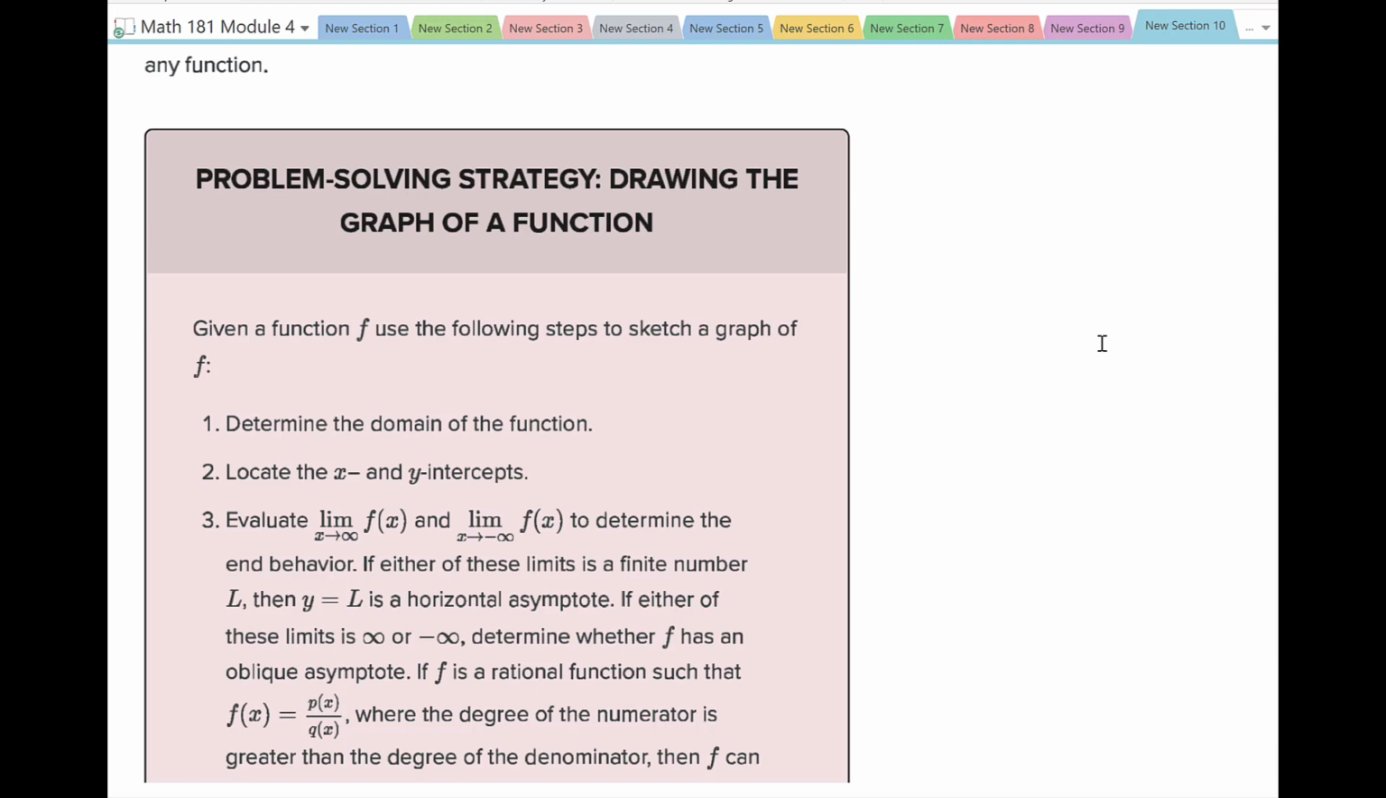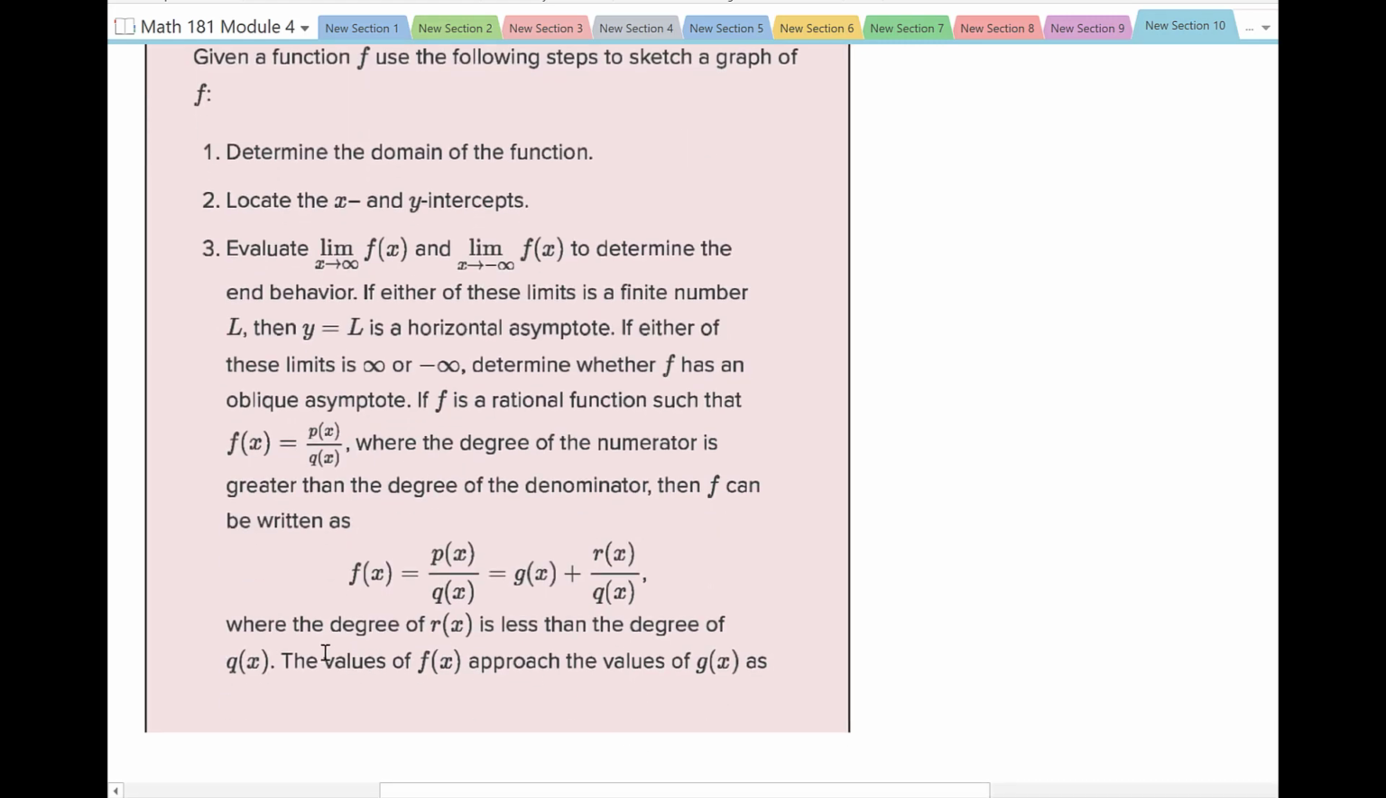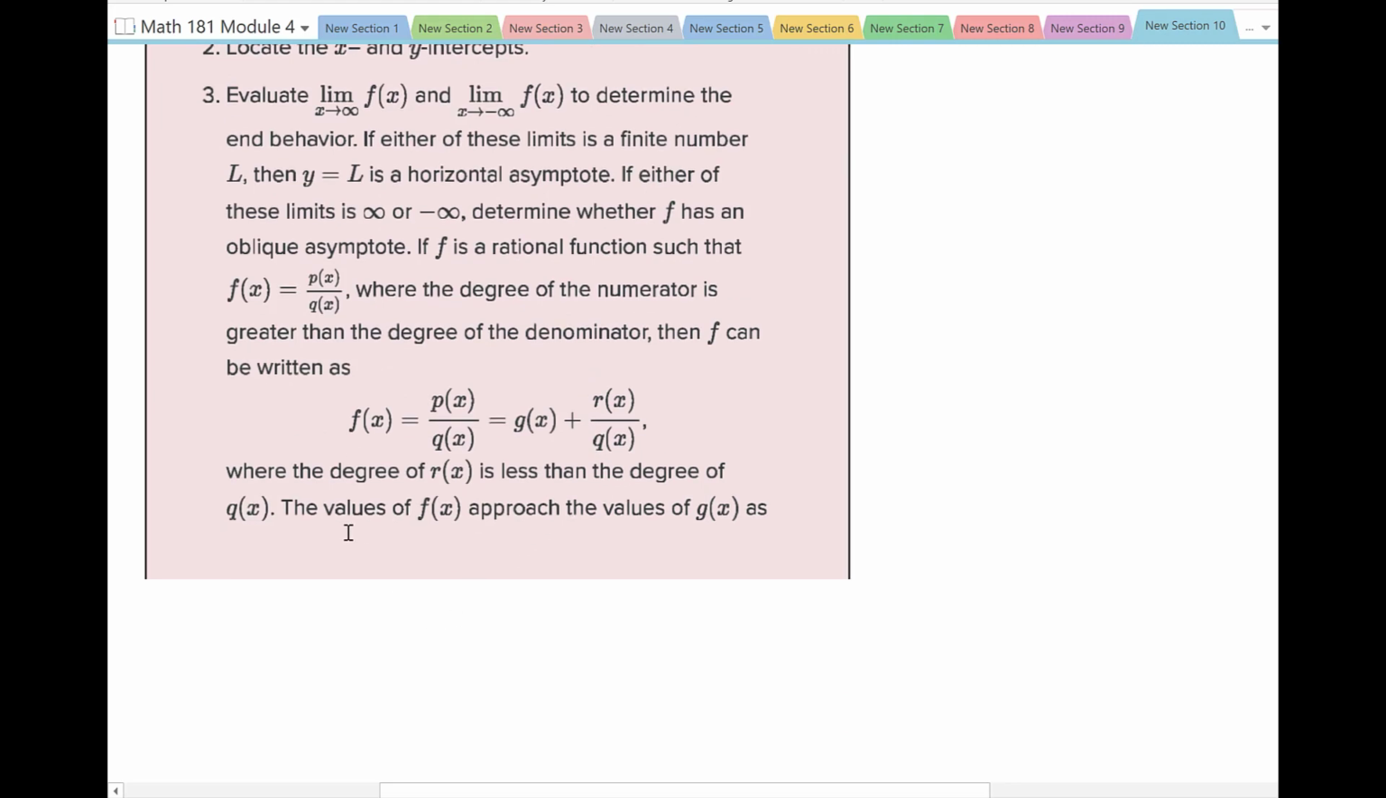If either of these limits is infinity or negative infinity, determine whether f has an oblique asymptote. Determine. If f is a rational function, such as f of x equals p of x over q of x, where the degree of the numerator is greater than the degree of the denominator, then f can be written as f of x equals p of x over q of x equals g of x plus r of x over q of x, where the degree of r of x is less than the degree of q of x.